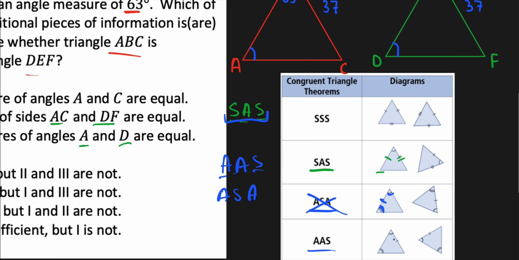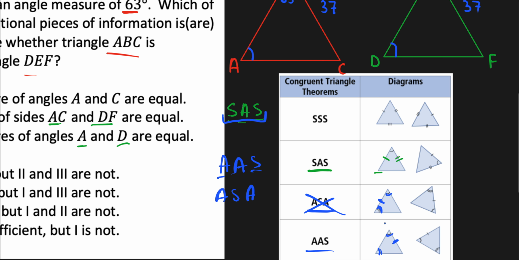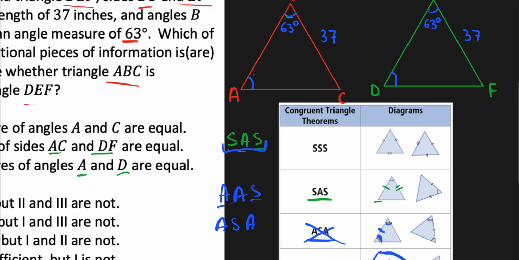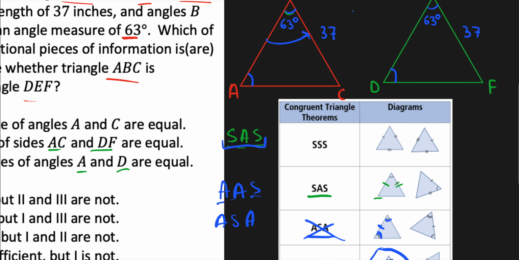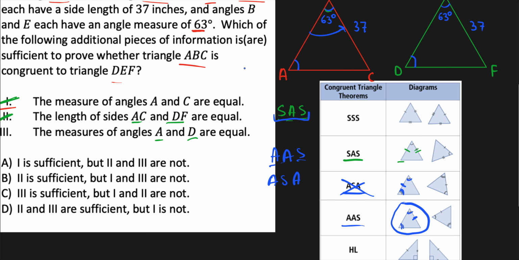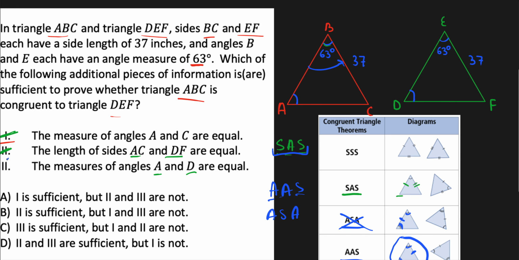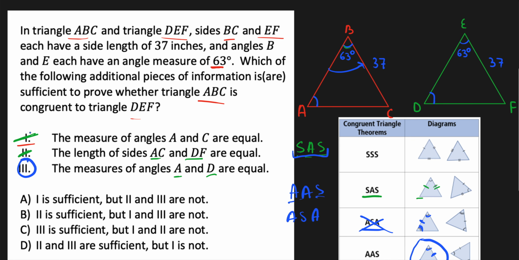And finally, let's look at angle, angle, side. In this case, we have two angles and our side is basically to the left of those angles. Please keep this image in mind. If you look at our image, it's the same thing. We have two angles and our side is to the left, basically to the side. So the third option actually suits us, and so this is correct. And if we take a look at the answer choices, only 3 is sufficient.